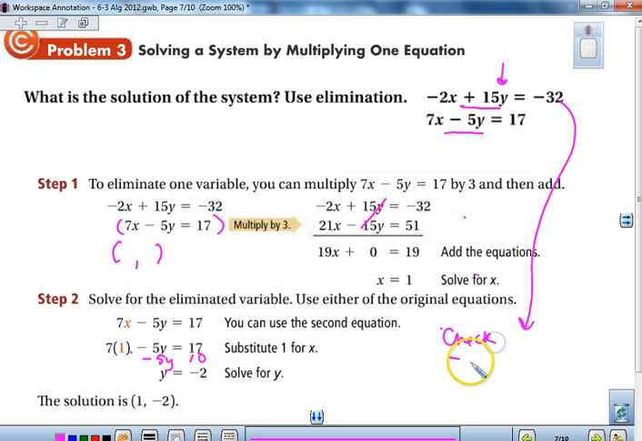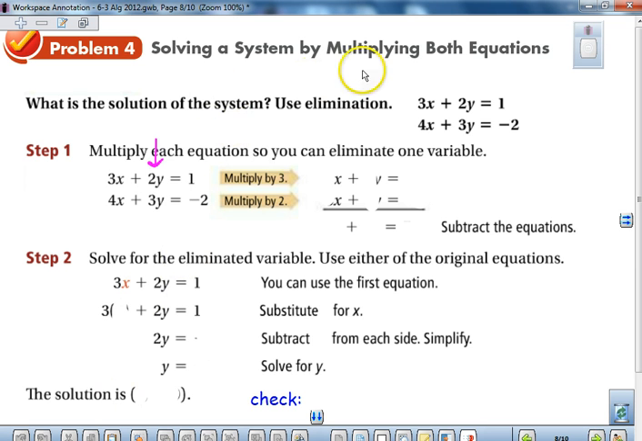To do the check, we're going to put -2 times, and I should see this on your paper, 1 plus 15 times a -2. Does that equal -32? -2, -30, and it checks.